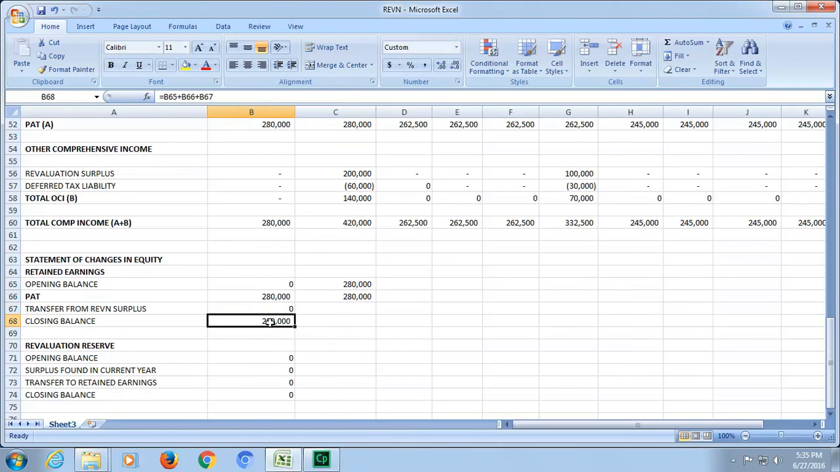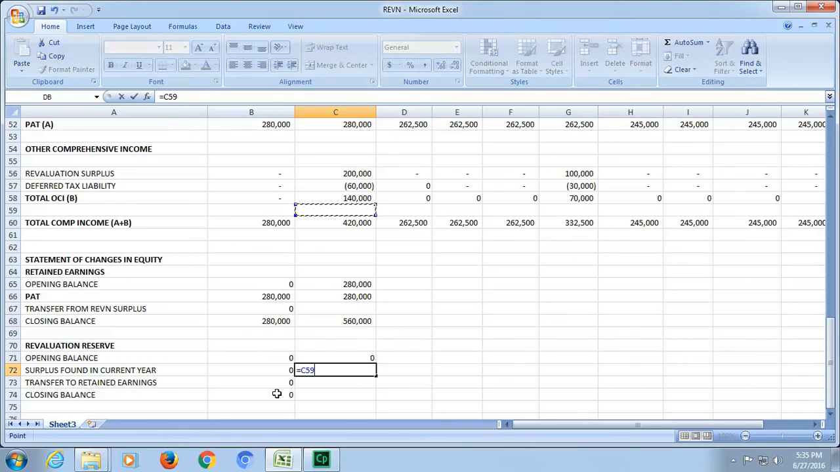So closing balance I can copy here. Now opening balance was again equal to the closing balance of the first year. Surplus found in the current year is equal to the other comprehensive income, that is the revaluation surplus which was credited to P&L account. This will take here. Transfer to retained earnings during the current year is 0 because this was done at the end of the first year.